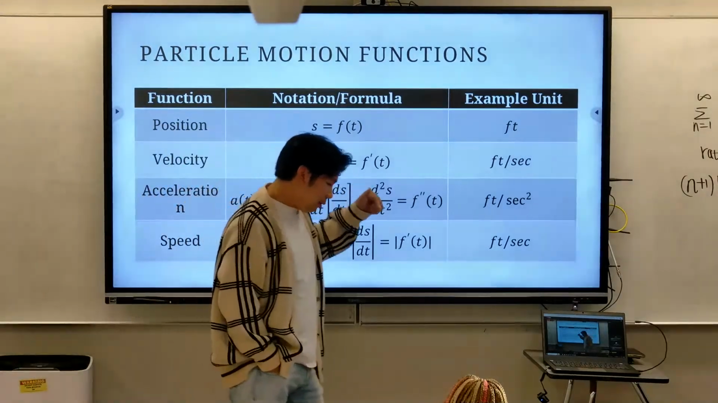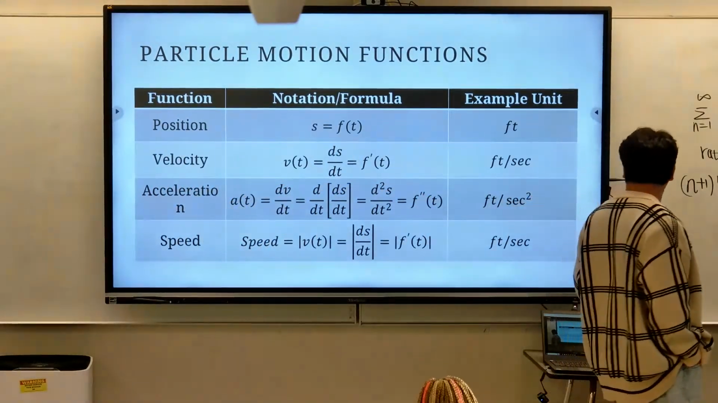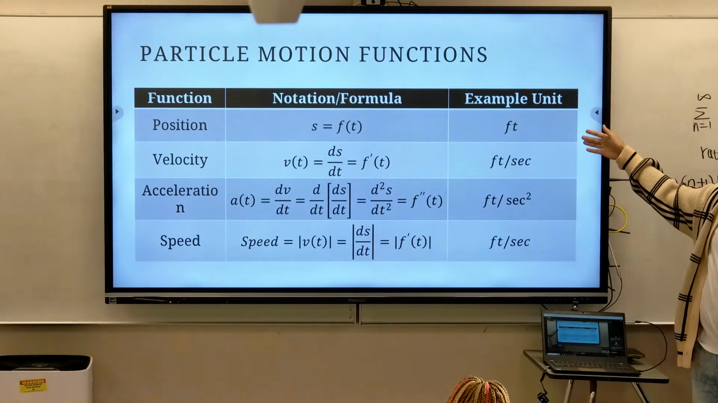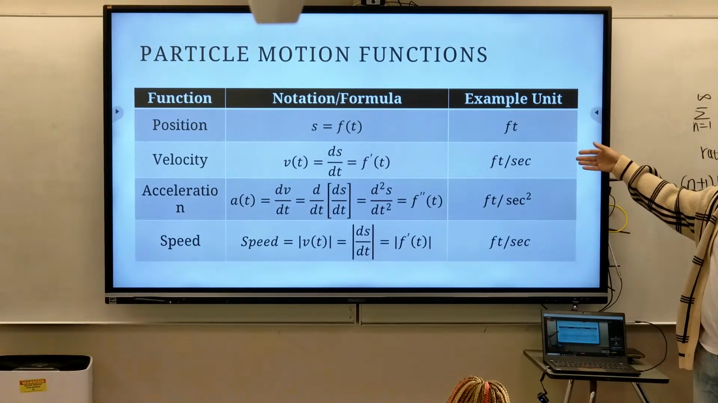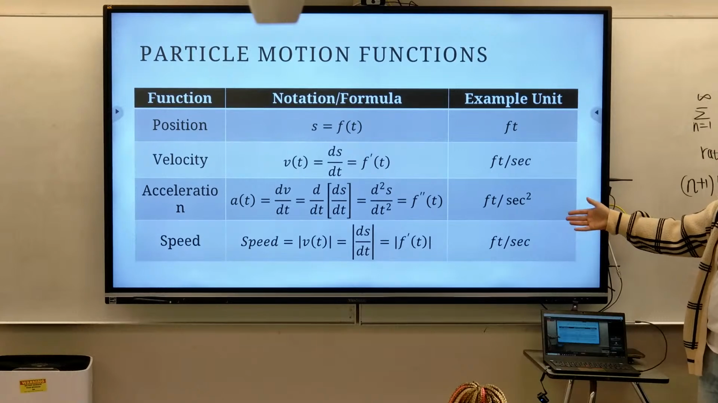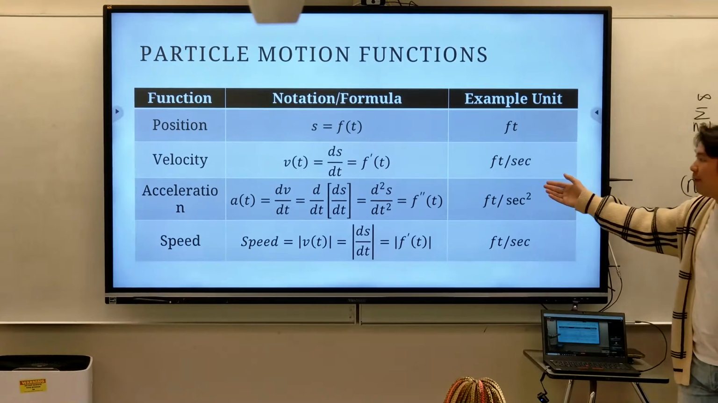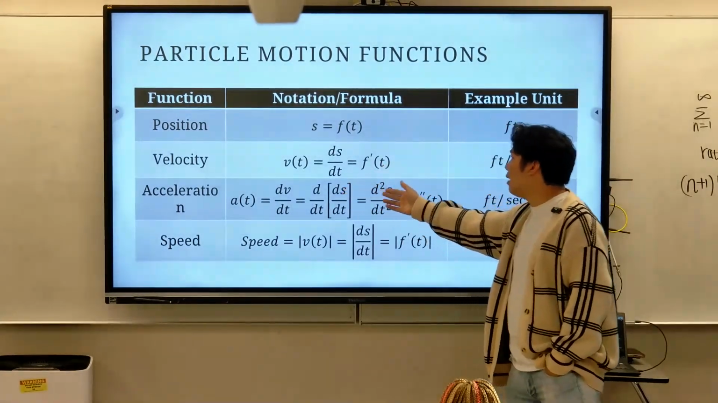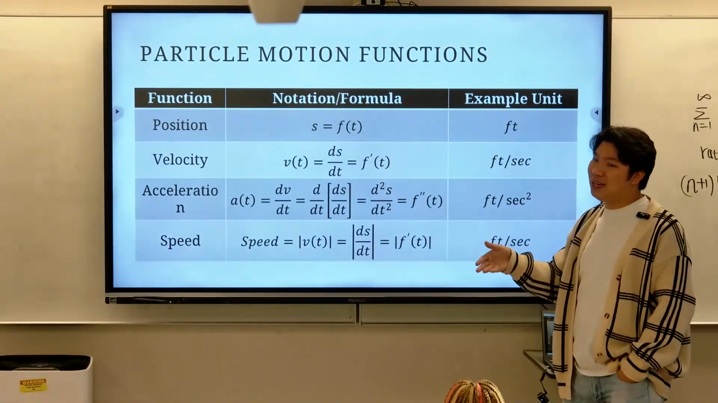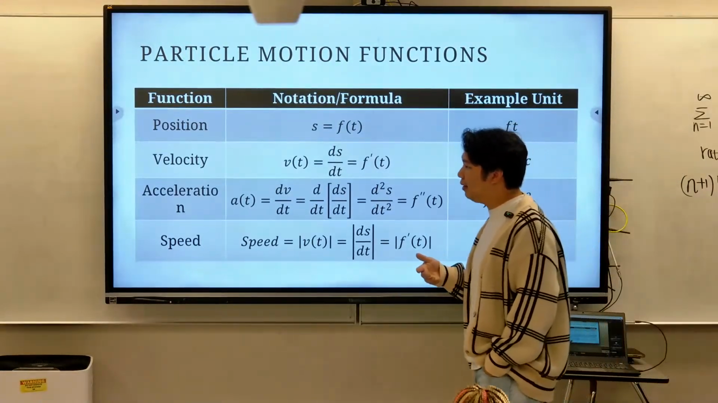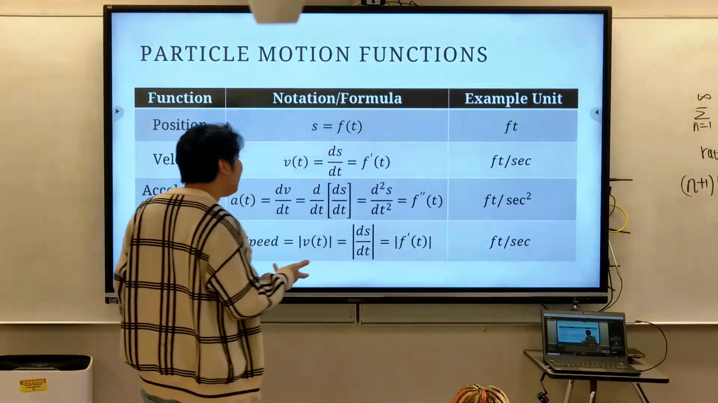And what I have here on this third column is what I was mentioning earlier. Position, I might measure that in feet. Velocity, I might use feet per second. Acceleration, feet per second squared, and then speed is still feet per second. Again, this comes from the fact that we know our relationship with the derivative. How fast is my position changing with respect to time? In other words, how are my feet changing per second, for example?